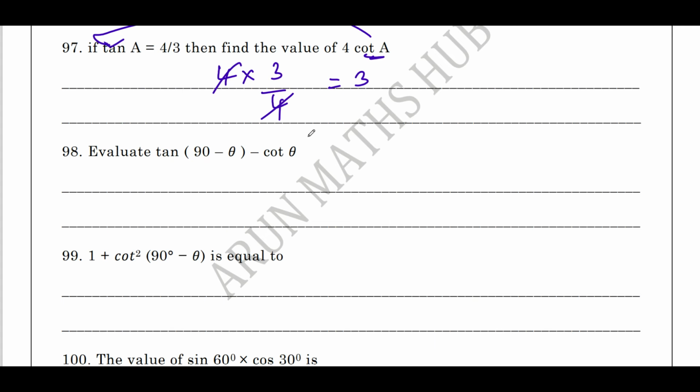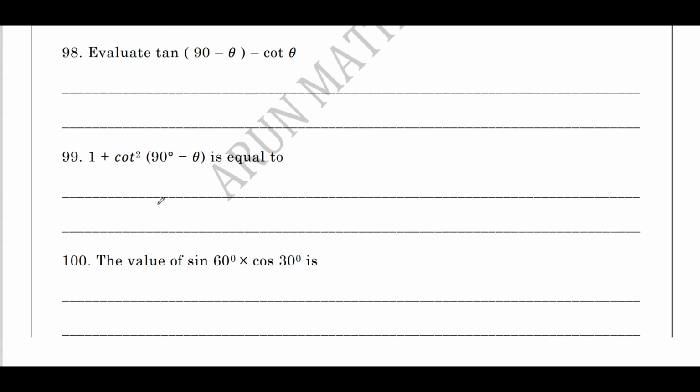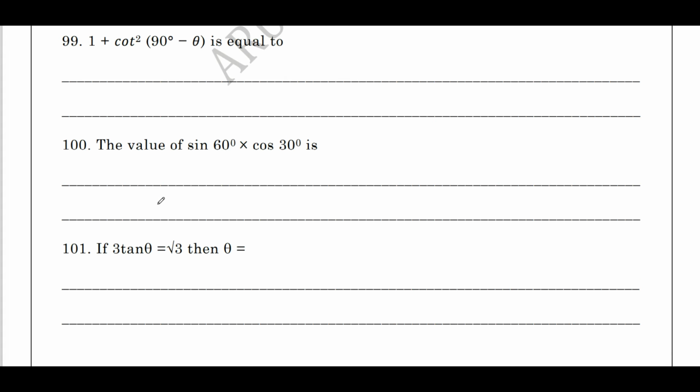You can try out this question. Tan of 90 minus theta is cot theta, minus cot theta is 0. 1 plus cot 90 minus theta is 1 plus tan square theta, which is secant square theta. The value of sin 60 is root 3 by 2, into cos 30 is root 3 by 2. Root 3 by 2 into root 3 by 2, we get 3 by 4.